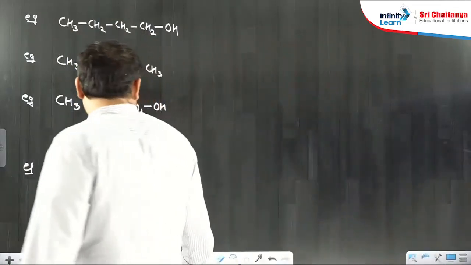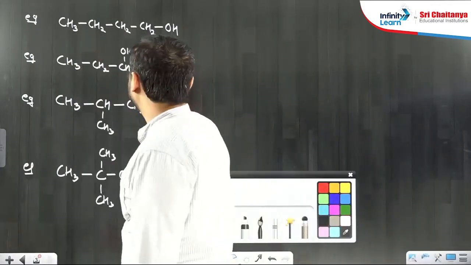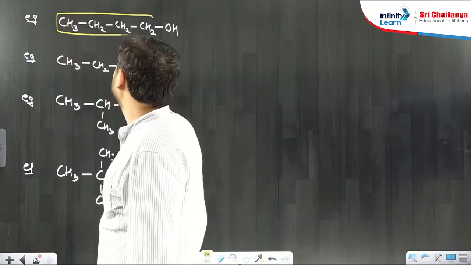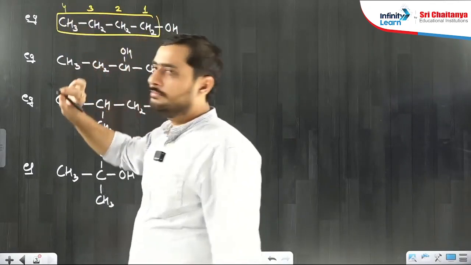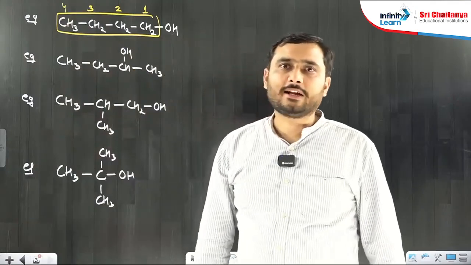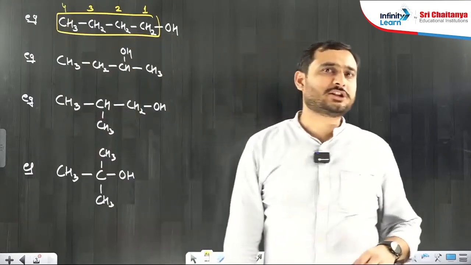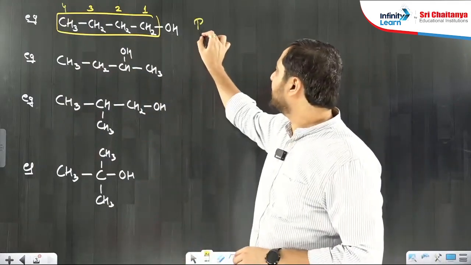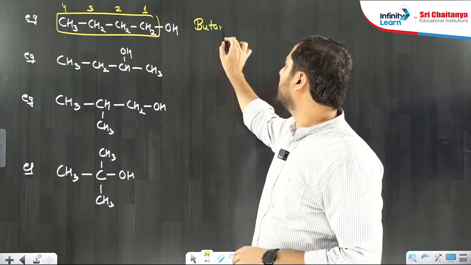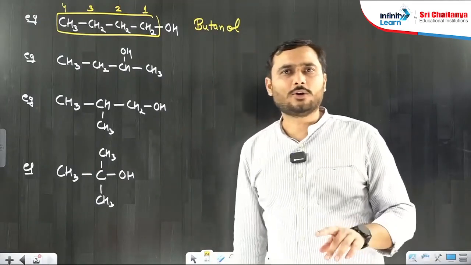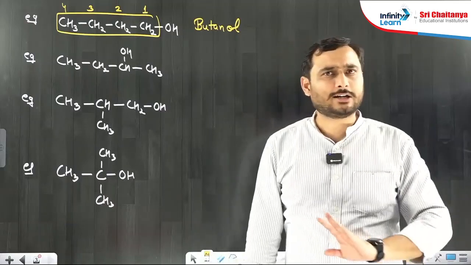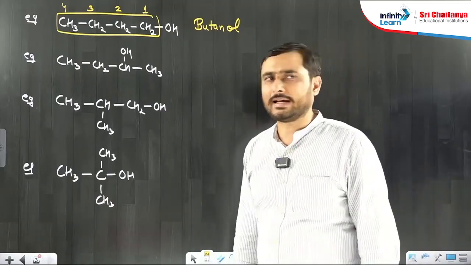So if we write the name of the first, then this will be the parent chain. And numbering starts from 1, 2, 3, 4. Now if we do not specify a number, it means it is present at which position? First position. So what is the name of this compound? Butanol. And if you write butane-1-ol or 1-butanol, that is also correct, but no need to specify the number in this case.